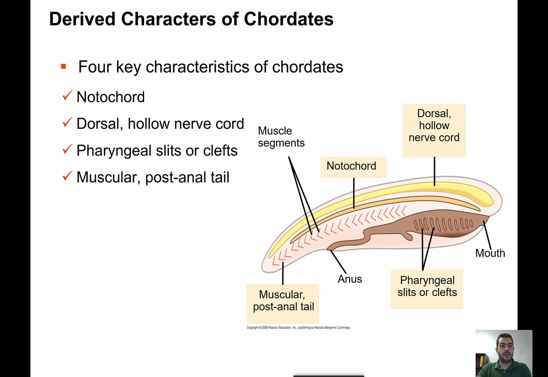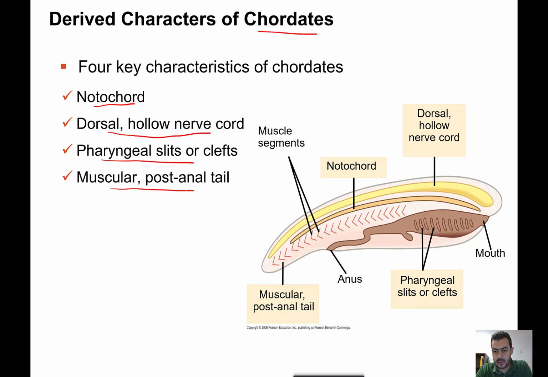Hello everyone. In this video we are going to go through the derived characteristics of chordates. So we have four key characteristics of chordates. These are the presence of the notochord, the dorsal hollow nerve cord, the pharyngeal slits or clefts, and the muscular postanal tail. So what we are going to do in the next slides is go through these characteristics one by one.